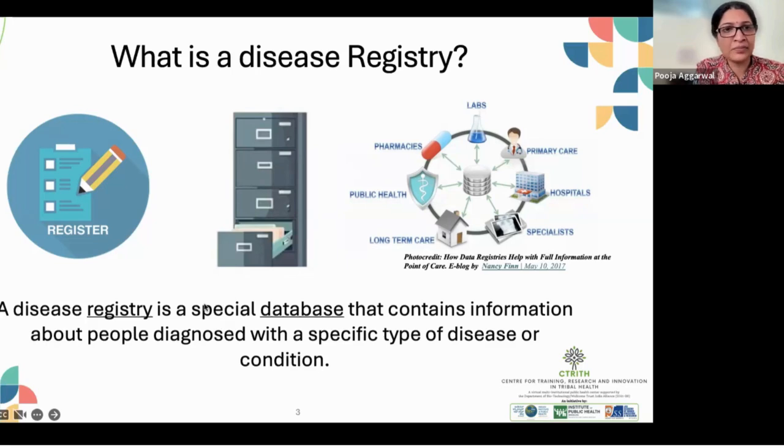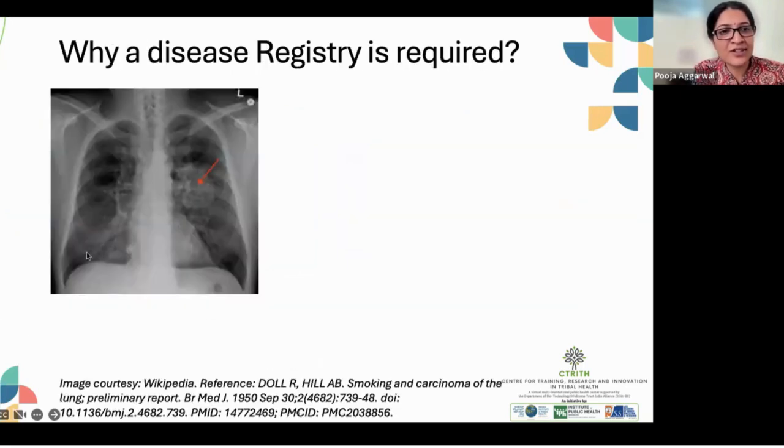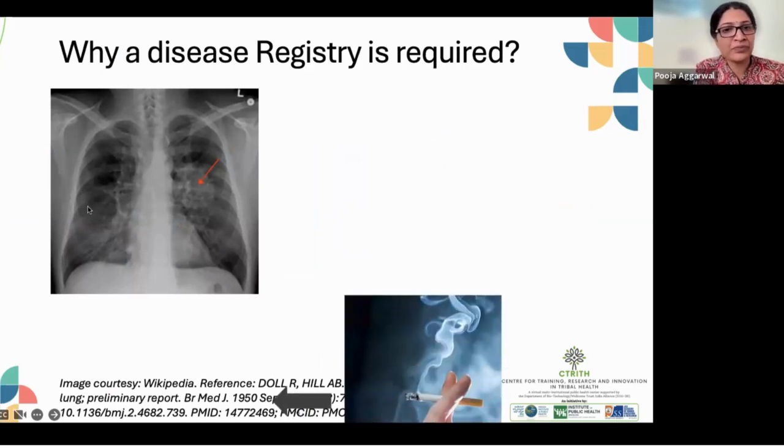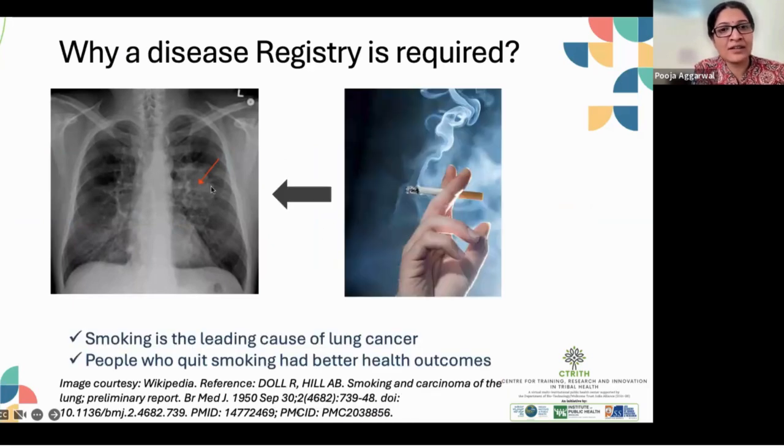Now, in the next slide, you might have seen this X-ray shown in a movie or somewhere. It's a lung X-ray of a person who is affected with lung cancer. If I show you this picture, you immediately establish the correlation between smoking habits and lung cancer. But how do we know that lung cancer is affected by smoking habits? When two doctors in 1950 decided to follow up a couple of their patients with smoking habits, they could establish the link between smoking and lung cancer. That is the power of a disease registry.